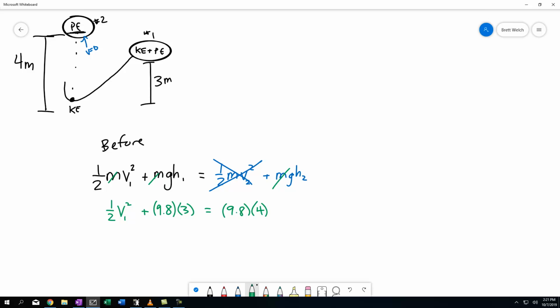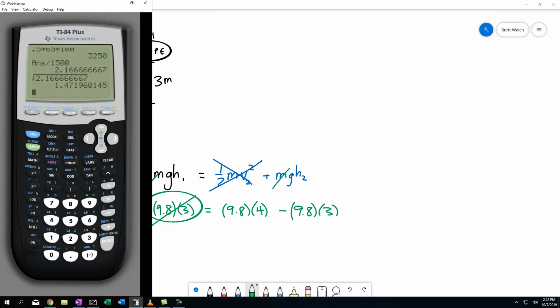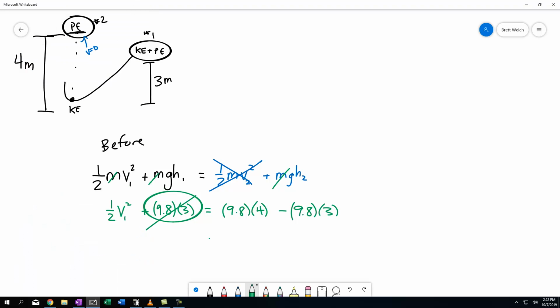So I'm going to subtract 9.8 times 3. That's this guy right there. I'll figure out what that is in my calculator here in just a second. And so let's go ahead and calculate a little bit here. 9.8 times 4 minus 9.8 times 3 is, well, 9.8. It's a little coincidence because you had 4 and 3. It's only off by 1. At any rate, we get 1/2 v1 squared equals 9.8.